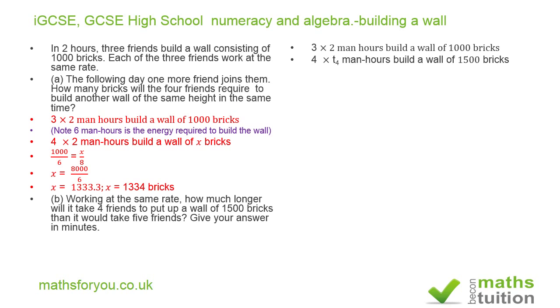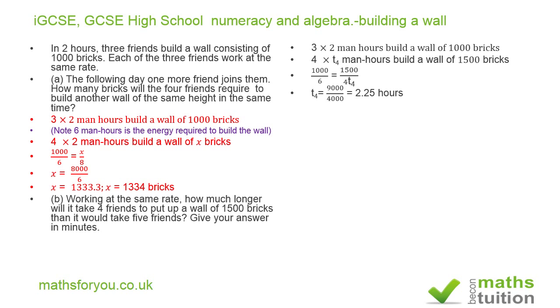Similarly as we did in part A, if we do 1,000 divided by 6 is equal to 1,500 divided by 4 t sub 4, where t sub 4 is the time required, that gives us a t sub 4 value of 9,000 divided by 4,000, and that will give us 2.25 hours. So it takes 4 men 2.25 hours to build a wall with 1,500 bricks.